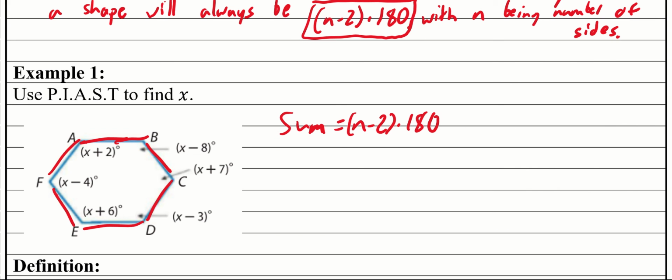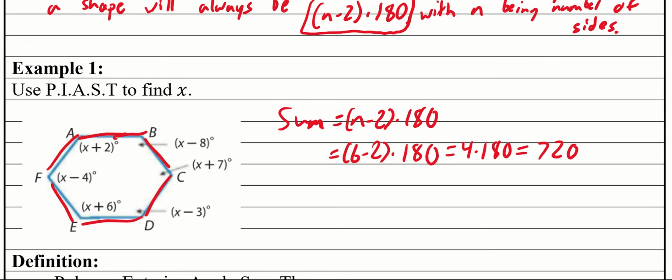In this case, n, or the number of sides, is 6. So I'm going to go ahead and plug that in. So I have 6 minus 2 and then times 180, and this should give me the sum. I'll simplify this. This is 4 times 180. If we didn't know this, we could just type this into our calculator, and that's going to give me 720. So this is the sum. This is what all of the angles should add up to.